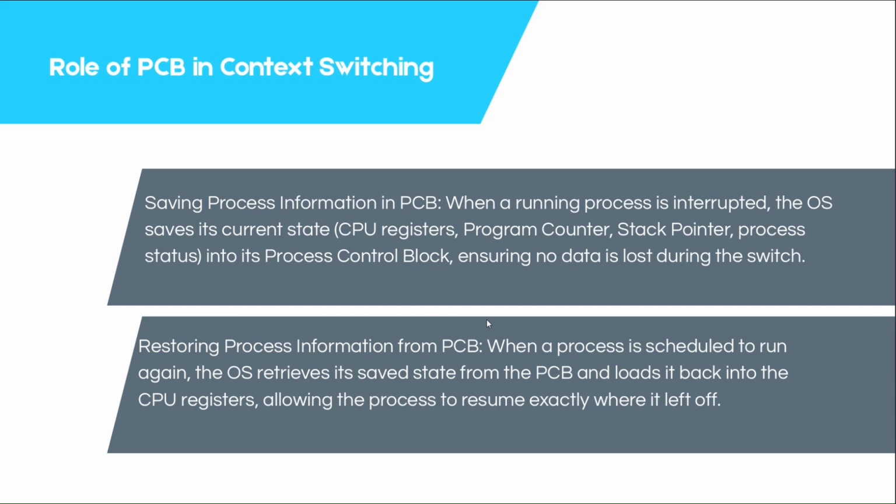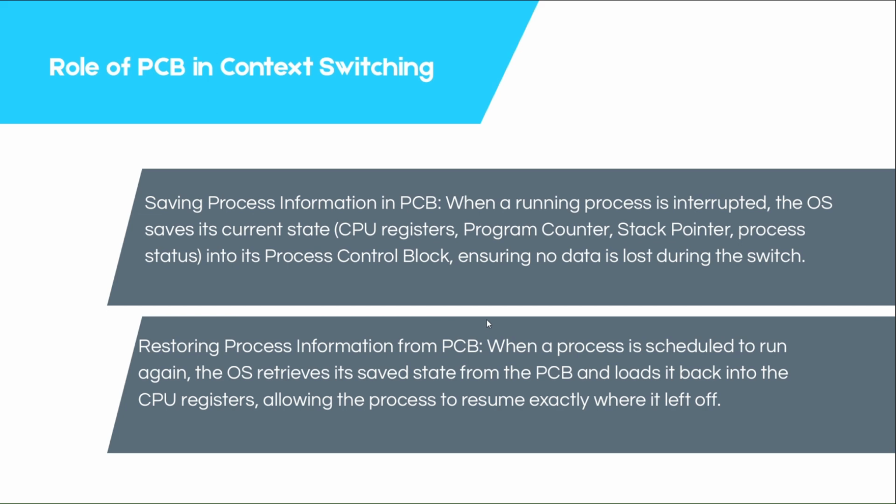Before switching, the operating system cannot simply stop process A, because all the current information would be lost. Instead, the operating system performs the following steps. First, it saves the program counter, CPU registers, stack pointer, process state, and other execution details of process A into its PCB. This operation takes only a few microseconds, but it is extremely important. Once all the information is safely stored, process A moves to the ready or waiting state.